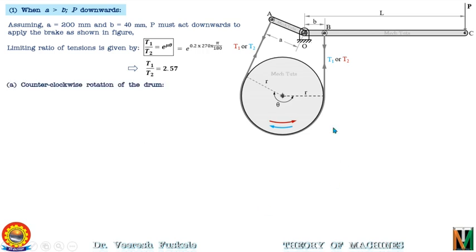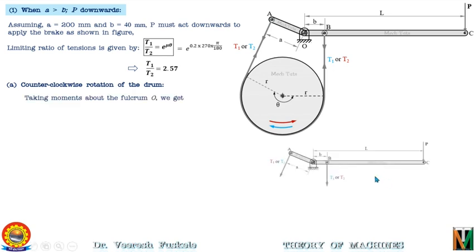So if the drum is rotating in the counterclockwise direction, then this side of the band will be the tight side and this side of the band will be the slack side. The tight side will have tension T1 and the slack side will have tension T2. This can be identified by the red color. Now, as per our method, let's take moment about the fulcrum point O.